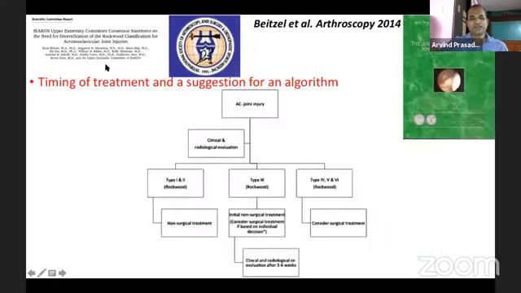So again, the ISAKOS committee along with Beitzel gives the treatment algorithm for the AC joint, in which type 1 and type 2 should be managed conservatively. Type 3, initial conservative management; if conservative management fails, then go for surgery. Type 4, type 5, type 6, surgical treatment should be considered.